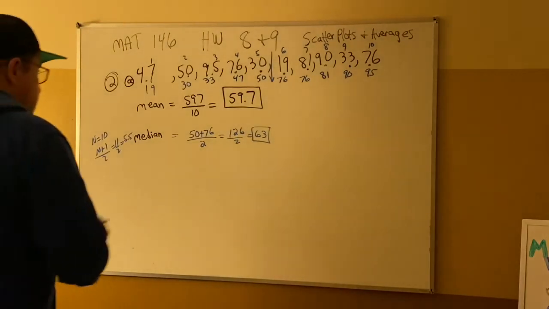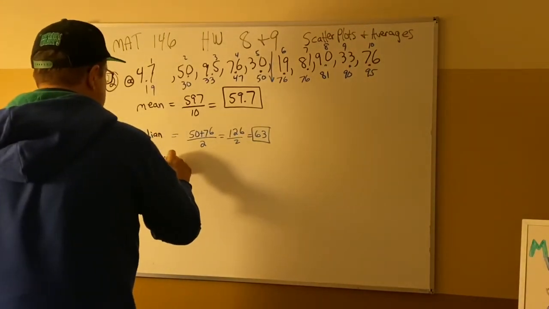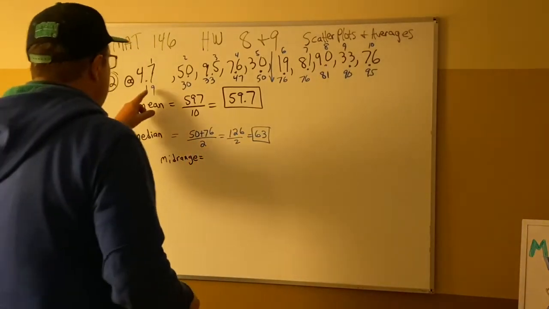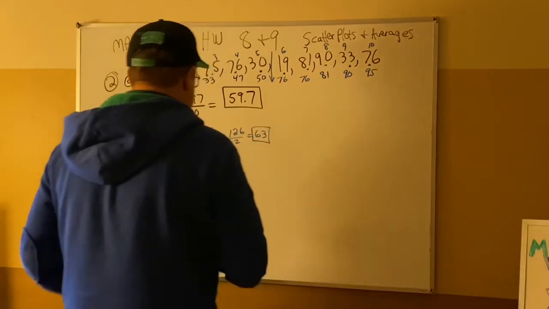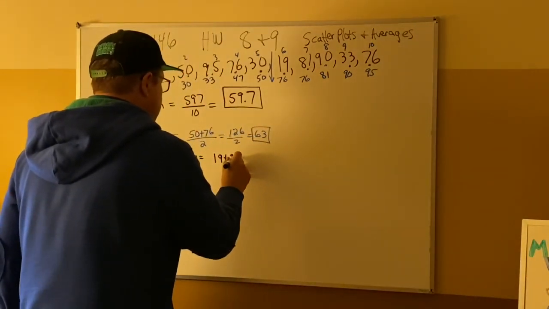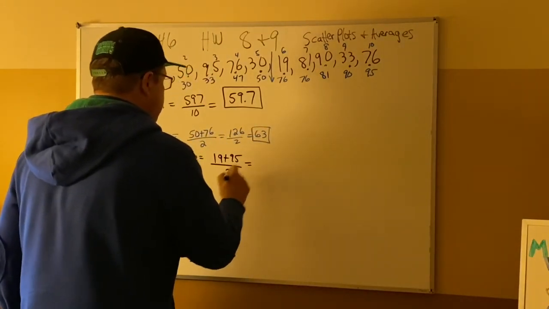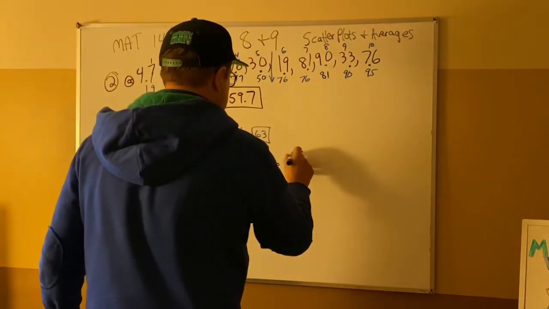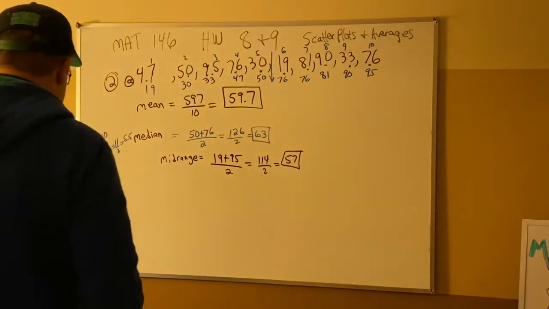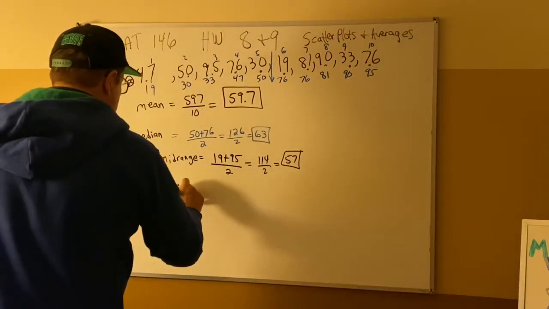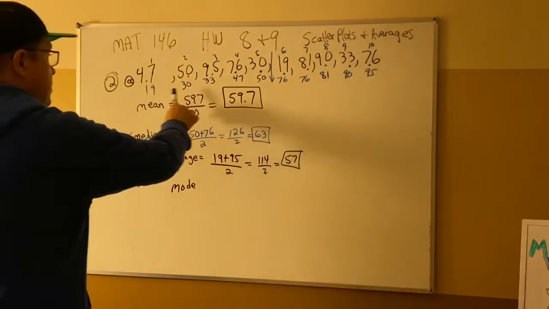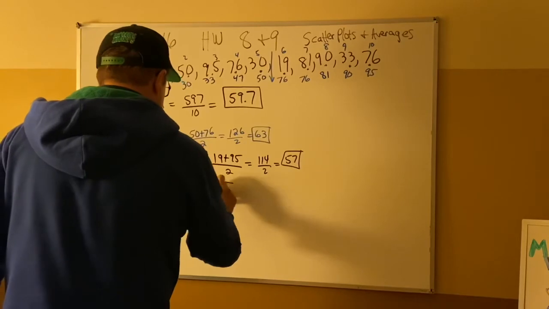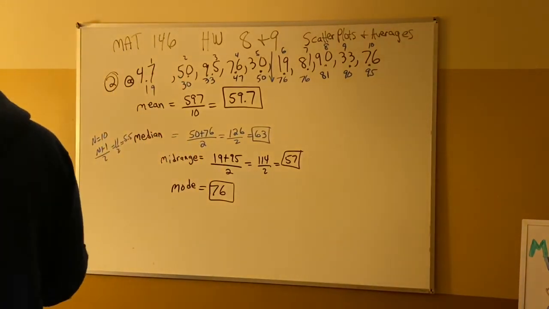And now the mid-range, thanks for that being in order, but all I would need for the mid-range is that the low value is 19 and the high value is 95. So I'll take 19 plus 95 and divide by 2. So that's 114 divided by 2, and that's going to get me 57. And what's the mode? Well, looking at the ordered list will help with that, because nothing shows up twice until I get to the 76. And that's the only one that shows up more than once. So I'll get 76 for my mode.